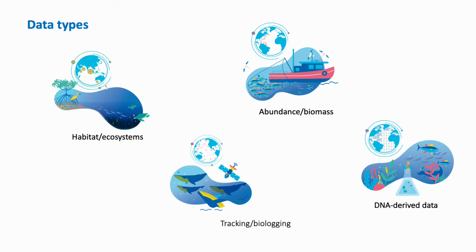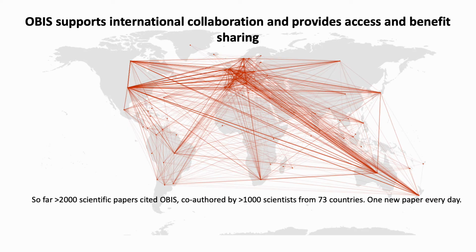Beyond just species presence and absence, we also provide data on habitats, abundance and biomass, migration routes through tracking animals, and more recently also occurrences based on DNA sequencing. OBIS supports international collaboration and provides access and benefit sharing, which is illustrated here. You can see the country affiliations of the researchers that have collaborated together on publishing research papers using data from OBIS. And every day there is a new paper coming out.